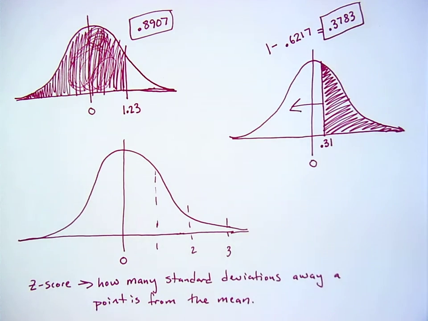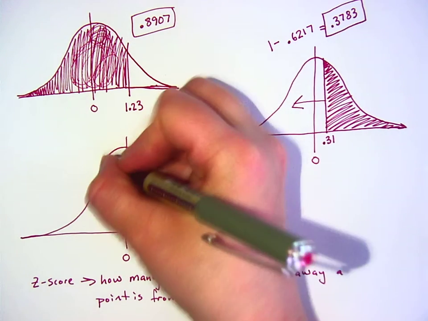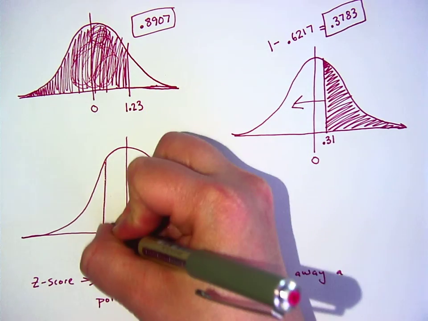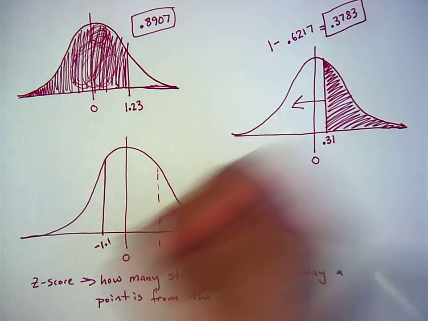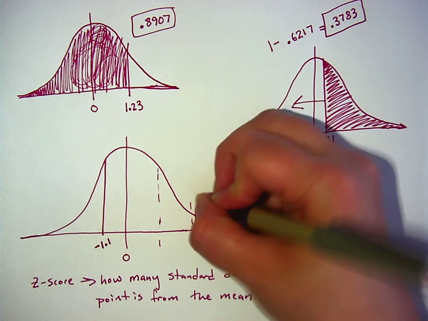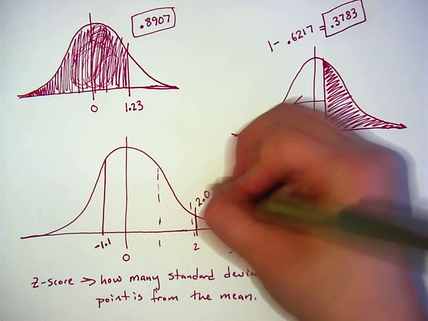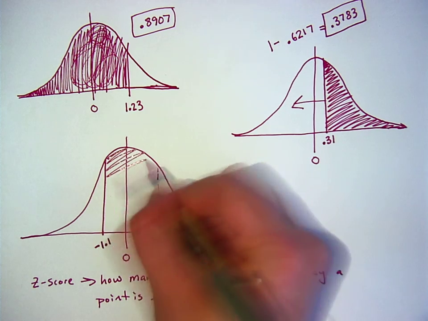All right, final one. This one's going to be a little harder. This time, let's have this one be negative 1.1, and let's have this one be 2.03. And this time I want you to shade the area between these two.